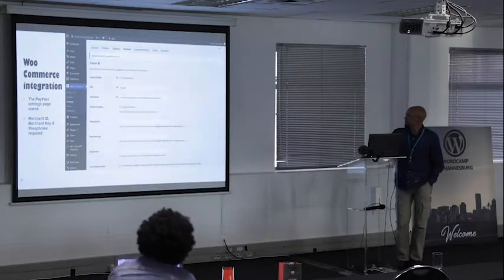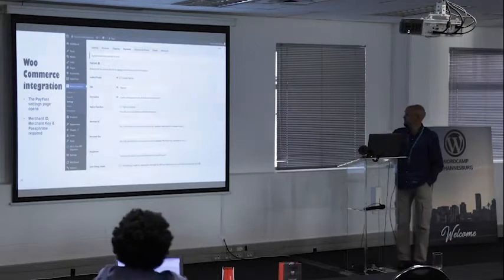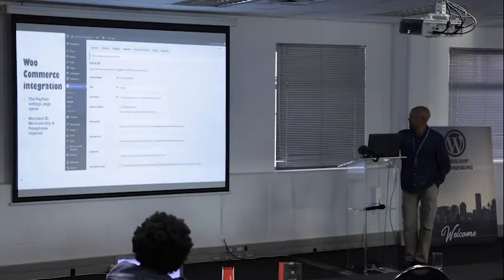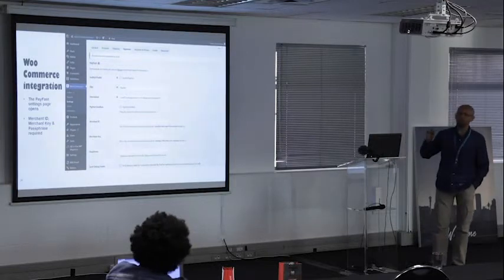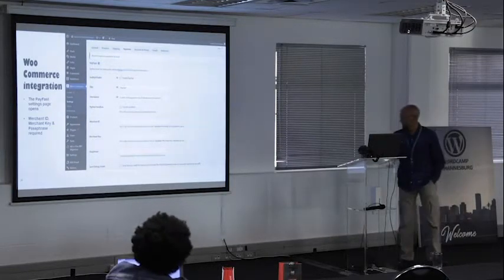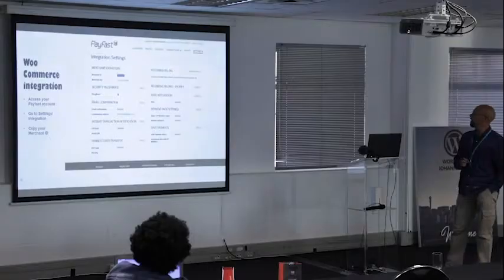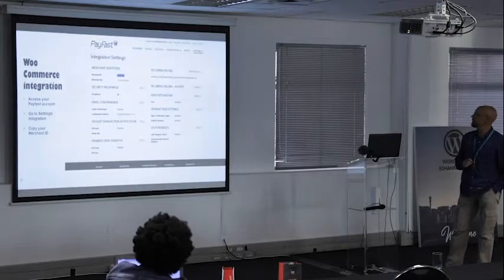you'll see that we're going to need three different keys. The one is a merchant ID key. The second one is a merchant key, and then the third one is a passphrase. Those three keys we're going to get from our PayFast account. So we go back to our PayFast dashboard. We go to settings at the top right corner, settings, and then integration.